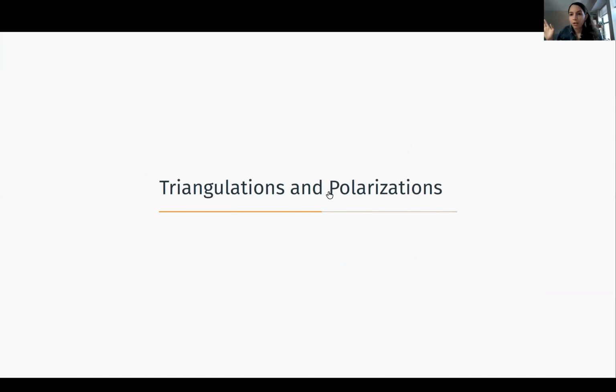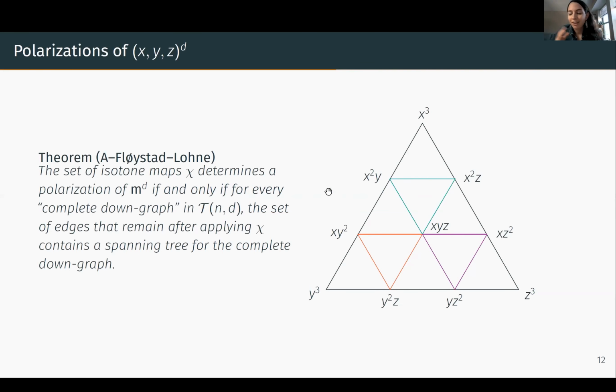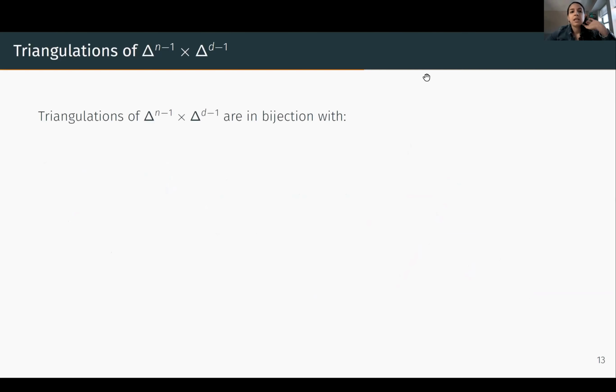Okay, so now I'm going to shift gears into triangulations, but are there any questions about the polarizations half? I kind of flew through that. But the key ingredients are we have these isotone maps. We use them to map the monomials down, and then we draw in the linear syzygy edges that are allowed, and then we have this condition on the linear syzygy edges that tells us if our new monomial ideal is a polarization of the original one or not. That's the summary. And so now I'm going to shift gears.